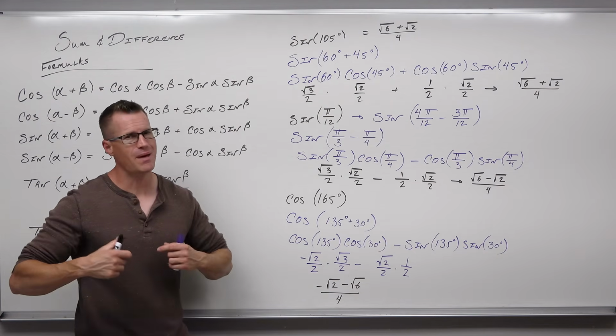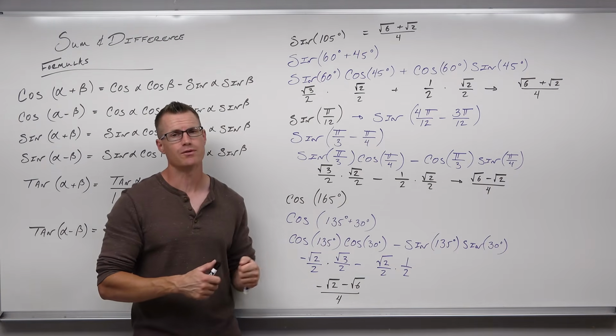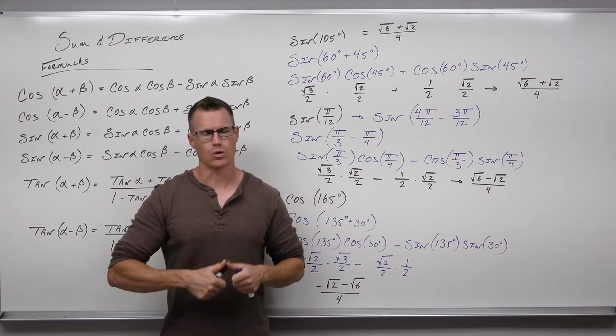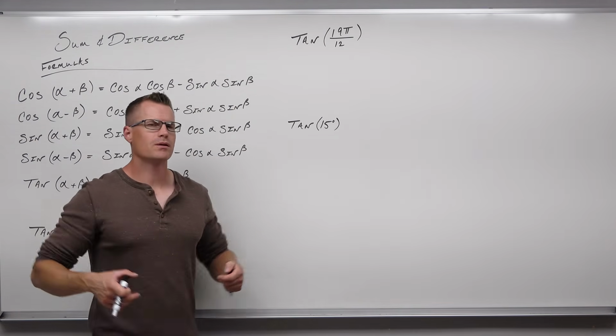So I hope that makes sense. It doesn't really matter what you pick as long as it's on the unit circle and adds or subtracts to your value. Then use the appropriate formula and it'll work out just fine. We're going to come back with a couple more examples. Let's take a look at tangent now.